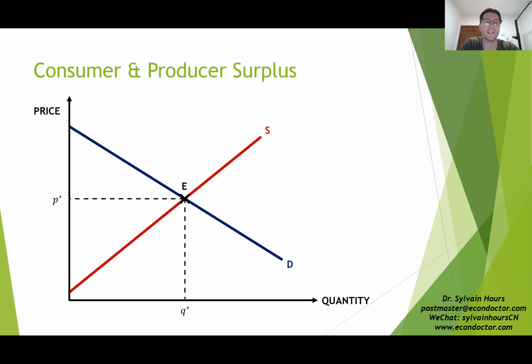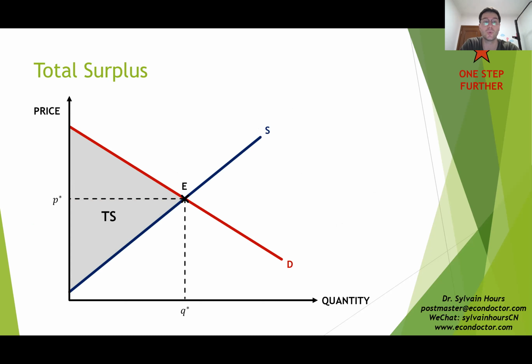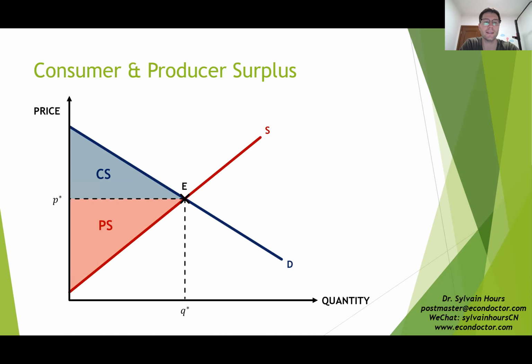Okay. So yeah, in the market, this is consumer surplus. This is producer surplus. And yes, if you add the two, you get total surplus. But again, this is beyond the scope of the AS syllabus.